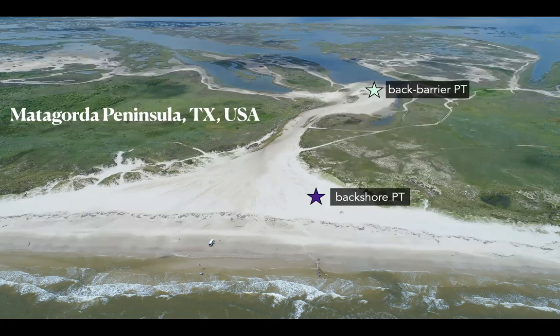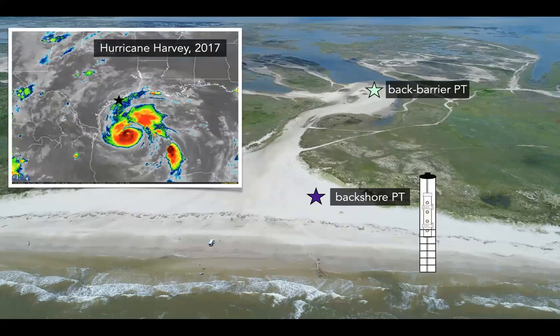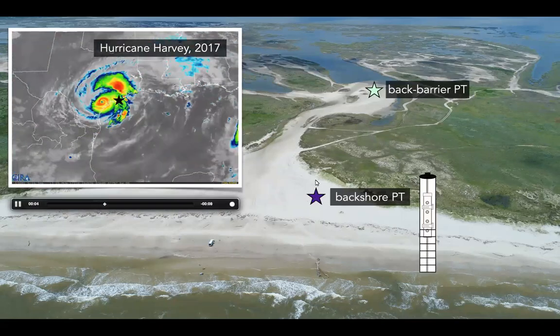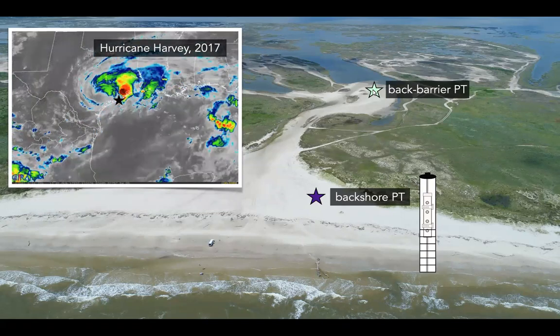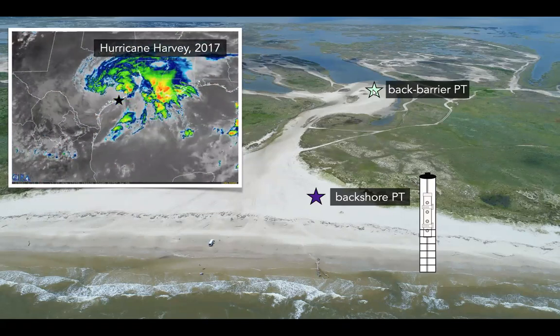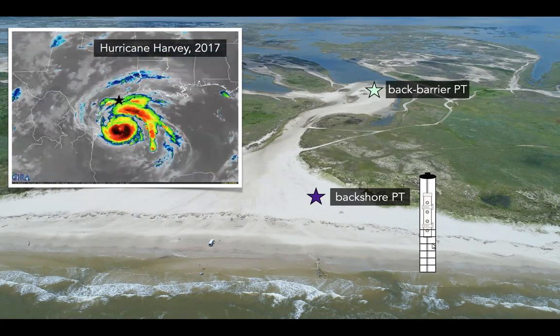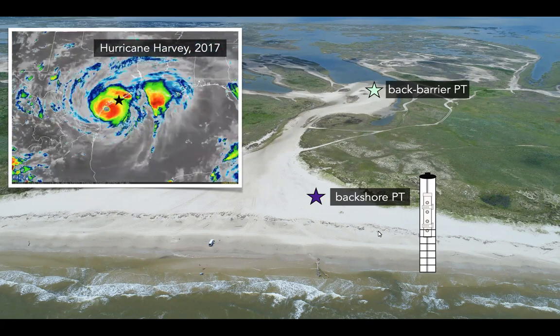This is my beautiful field site. It is an antecedent surge channel bisecting Matagorda Peninsula in Texas. So prior to Hurricane Harvey in 2017, I was able to deploy pressure transducers on either side of this barrier island cut within shallow groundwater monitoring wells.